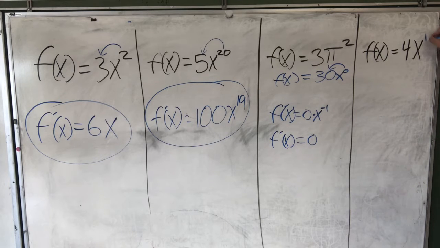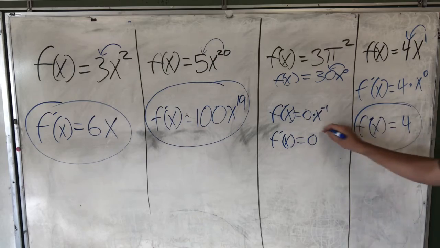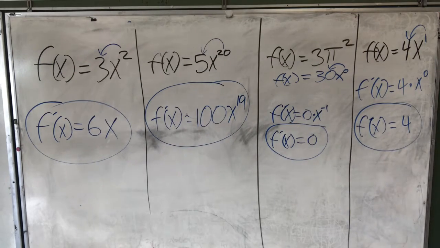Let's try this one. We have a 1 up here. What's 4 times 1? That's 4, so f prime of x is 4 times x to the, what exponent is x going to have? 1 less than 1 is 0. What's anything to the 0th power? It's just 1. 4 times 1. So f prime of x is just 4. Okay? Tricky ones. Tricky, tricky, tricky.